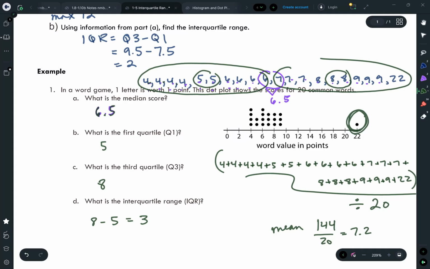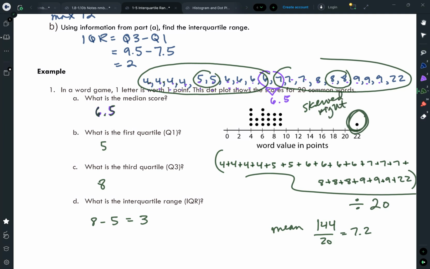We'll look at this more in the notes the next day. I just think it's one more interesting thing to add here, to use our vocab, say skewed to the right, and talk about why.